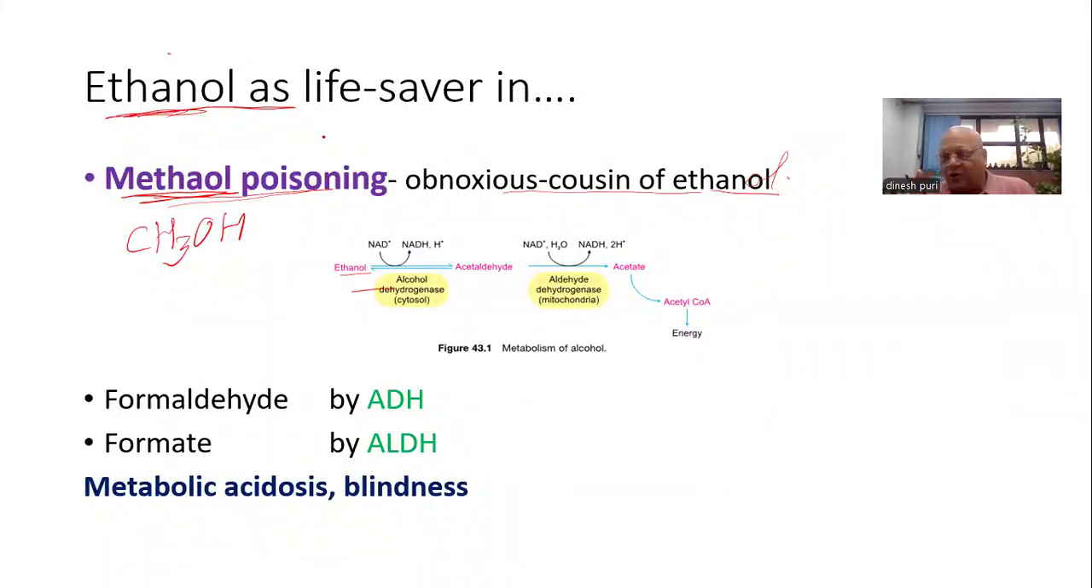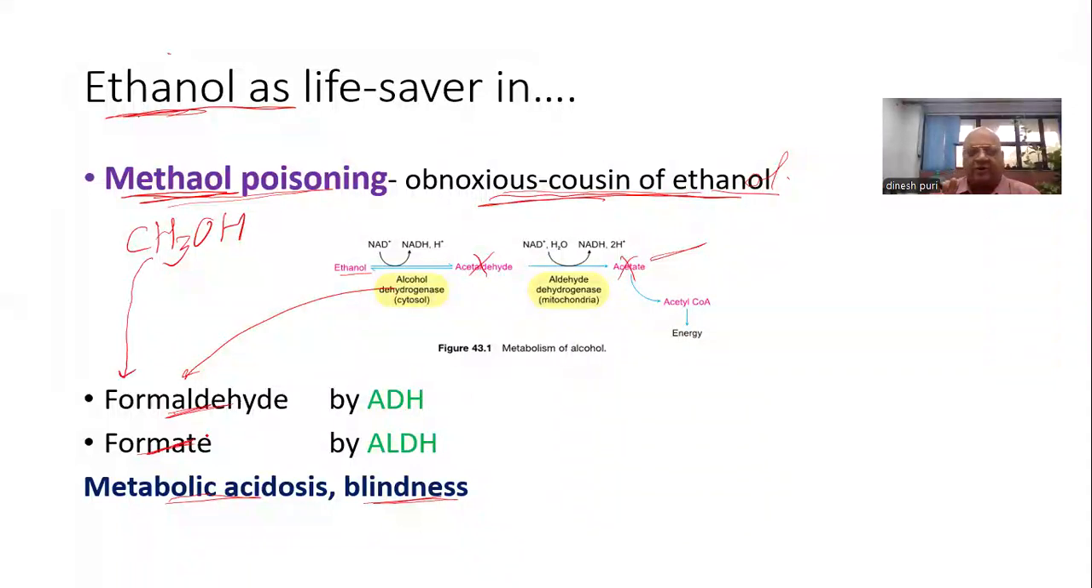So the alcoholic would consume this methanol unsuspecting. He confuses it with the real stuff and consumes the obnoxious cousin of ethanol. Why? It is metabolized by the same enzymes, alcohol dehydrogenase and aldehyde dehydrogenase, but the intermediates are different. The first intermediate is not acetaldehyde, it is formaldehyde. The second intermediate is not acetate, it is formate.